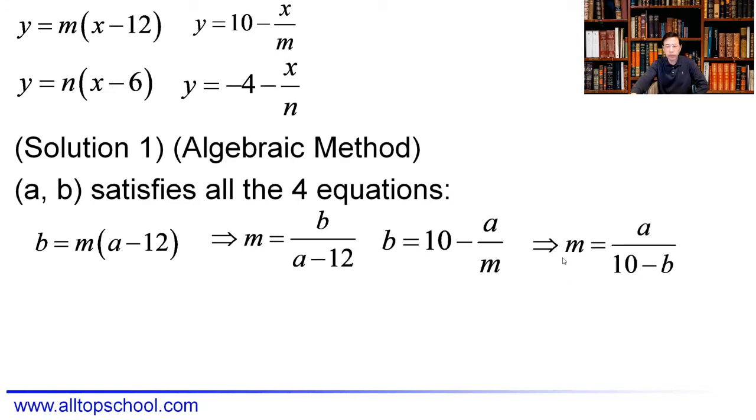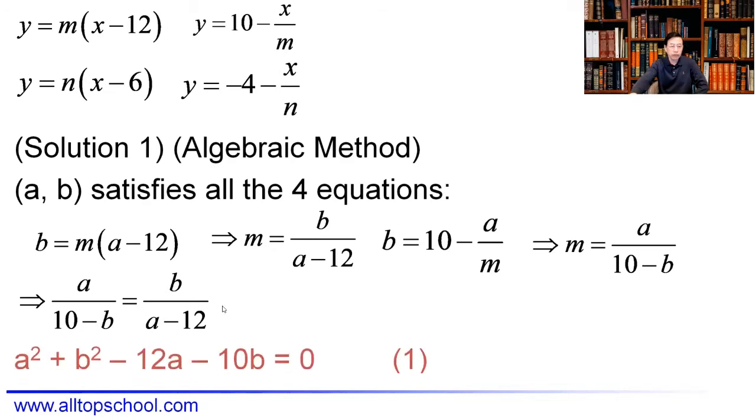These two expressions for m must be the same, so we make them equal: a over (10 minus b) equals b over (a minus 12). We set up this equation, and after you simplify, we get an equation about a and b, the two variables. We only have one equation, so we need another two-variable equation, and then we should be able to solve them.